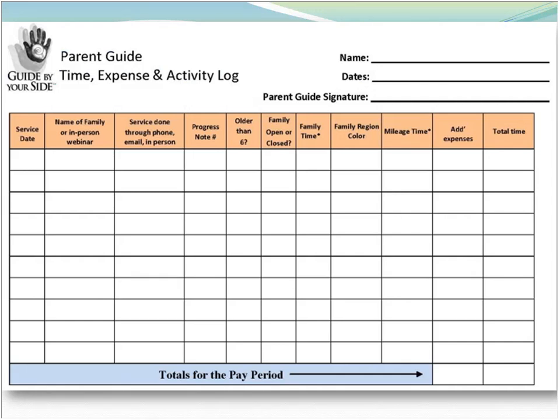The third column is how you communicated with that family, or if it was a training, then you would say webinar or training. Progress note: is this the first time you've talked with the family, or is this the 5th time? You're supposed to be doing your progress notes as you work with the family. So which progress note is that particular call?